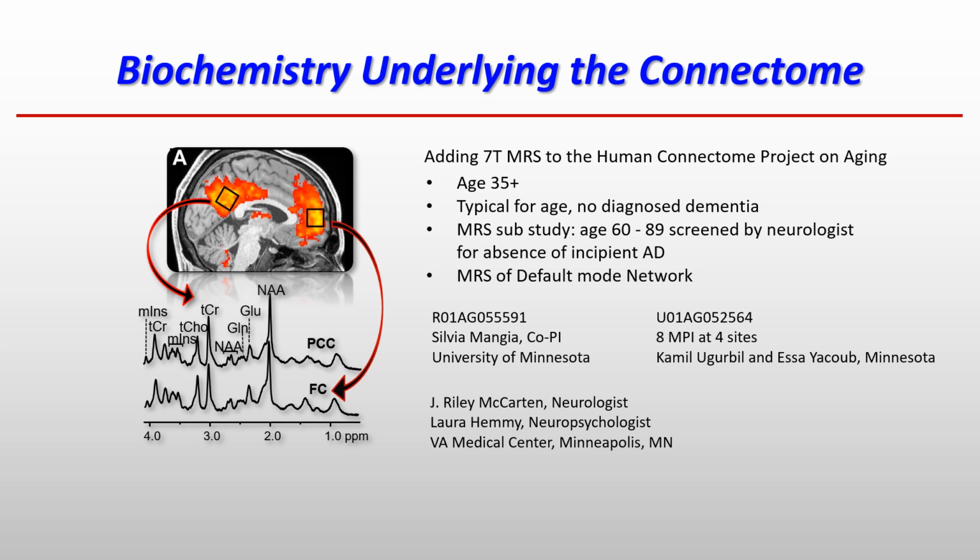Participants must pass inclusion by our study neuropsychologist and neurologist as having no sign of incipient AD. As a mechanistic link, we computed an average resting state heat map from Lifespan Connectome data and set our MRS VOI in 2 key regions of the default mode network, which is known to have weaker connectivity in AD. In this talk, I'll focus on the PCC data.